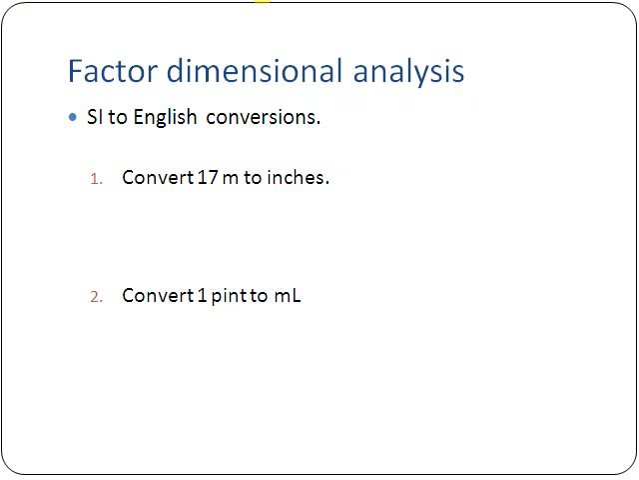So another type we've got here are cases where we're going from SI to English. We're going from metric to English conversions. And so let's start with our case of convert 17 meters to inches. And so to do this, we start off with 17 meters. That's our original value. We now want to figure out how to go from meters to inches. We have meters on one side, we have inches on the other. Question is, how do we get there?